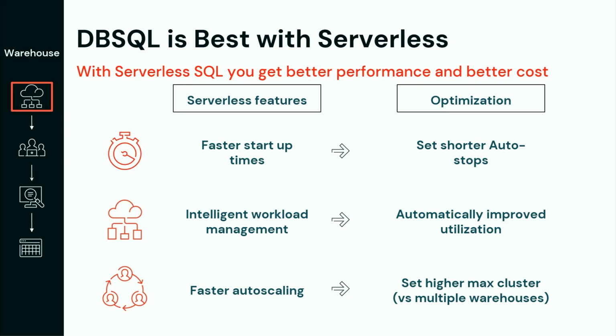With faster startup times, in the magnitude of seconds compared to minutes for Classic and Pro, you can set a more aggressive auto stop, which will reduce warehouse uptime. We also have intelligent workload management. Using AI, we direct queries to the optimal clusters for query performance, and you get automatically improved utilization, which leads to cost benefits as well. Lastly, we have faster auto scaling. Instead of creating multiple warehouses, you can consider merging warehouses and let us do the horizontal scaling for you. With this, you'll get a reduced TCO with auto scaling.